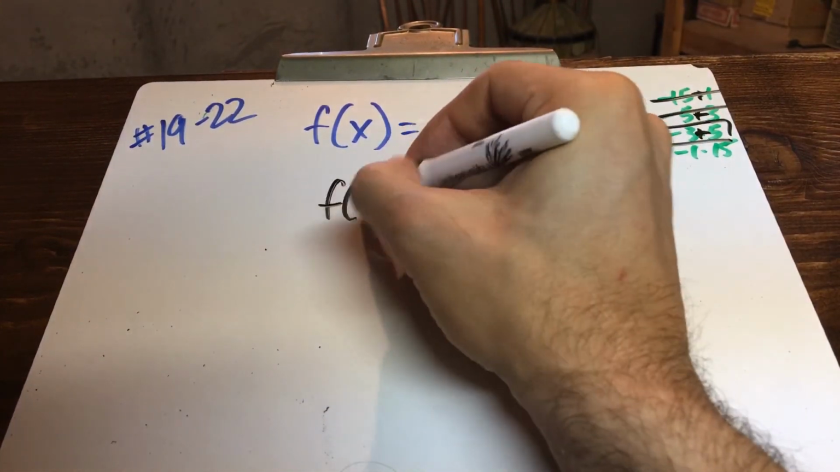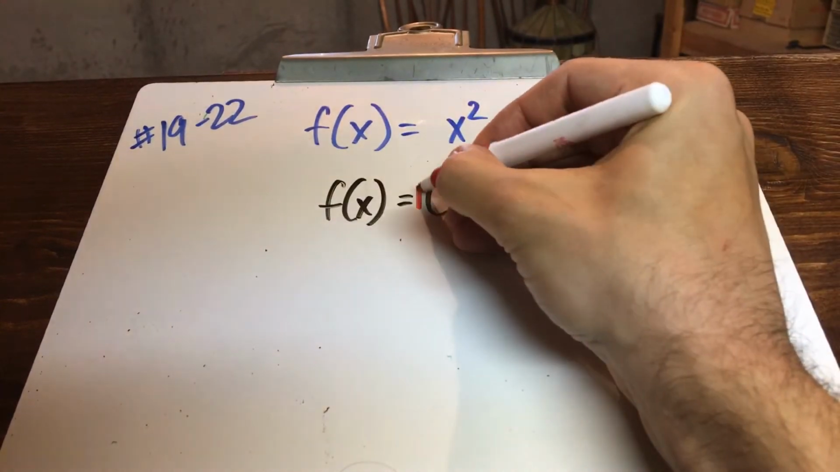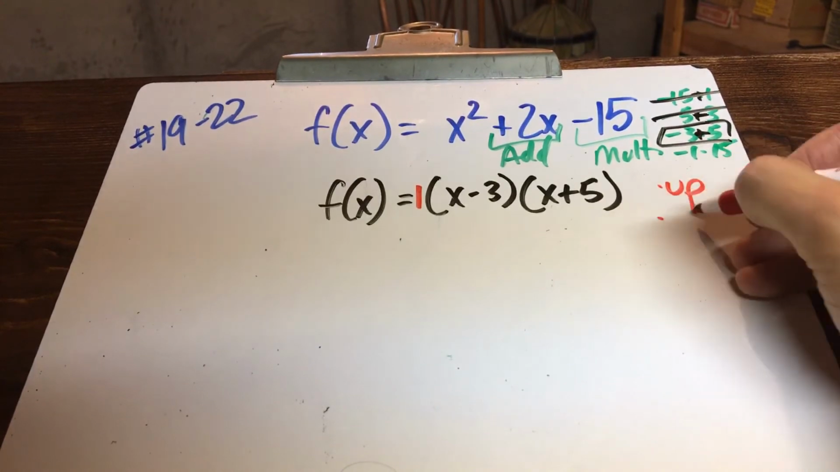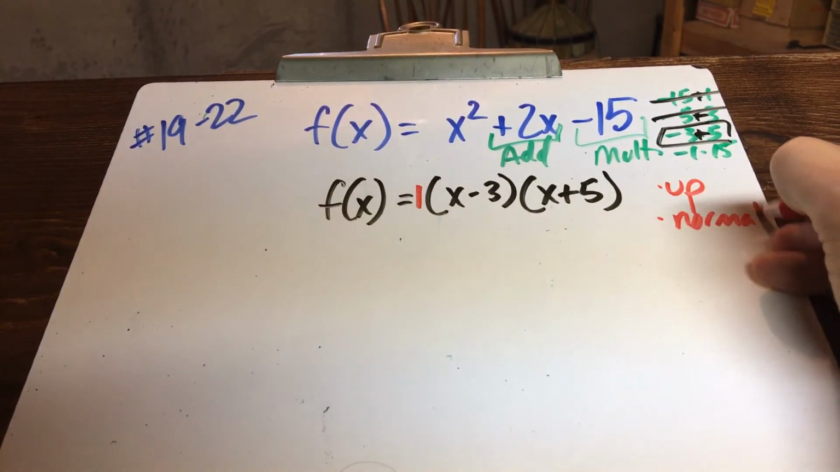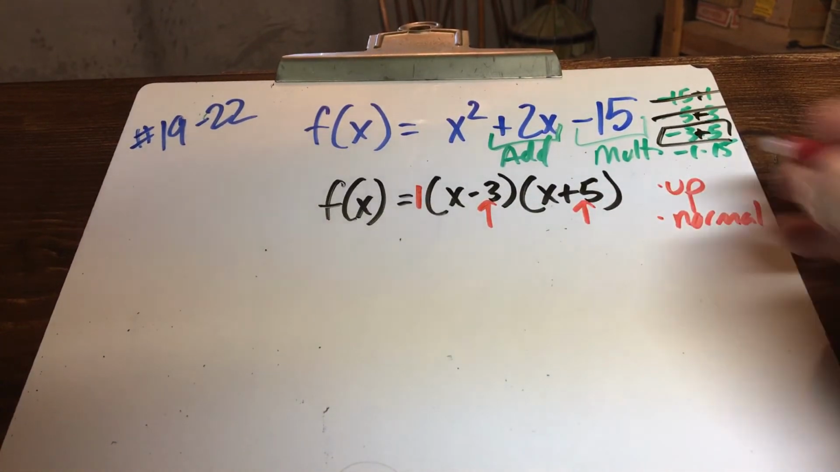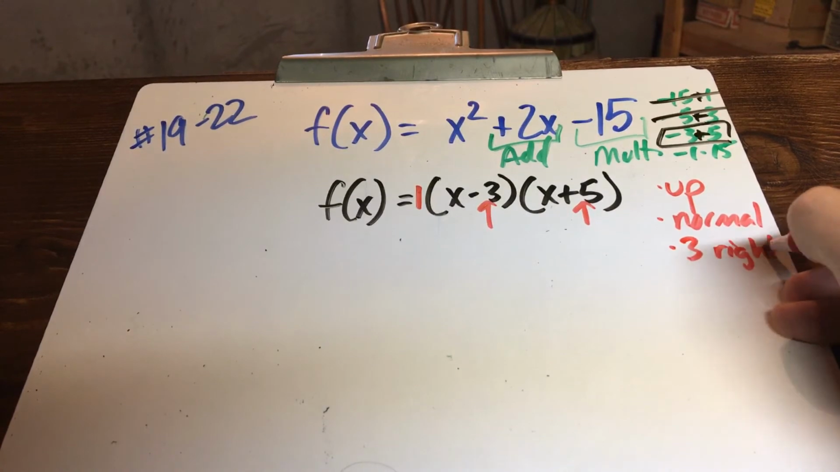So you're going to have to actually simplify it first, right? Once you get it simplified, now you know some things about this. Using the last stuff that we just talked about, I know my letter A is 1, so I know it opens up. This is kind of a normal one, it's not really wide or narrow. I know it has a negative 3 and a plus 5 right here. Remember what this tells you. Negative 3 is actually 3 to the right, is an x-intercept, right?